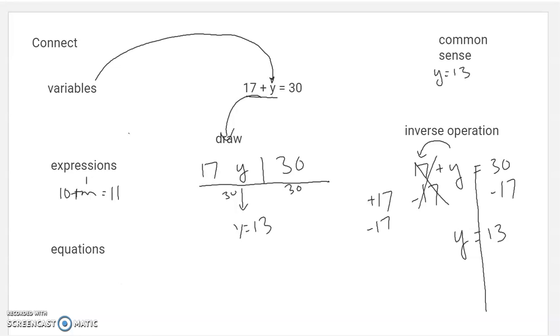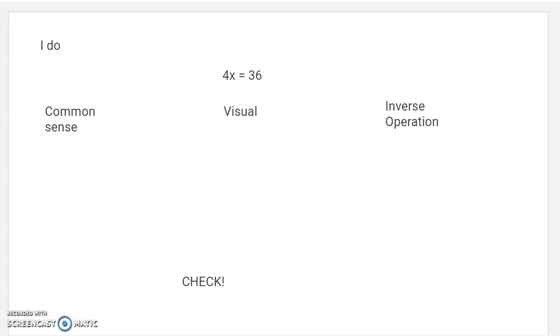Today, instead of adding to the variable, I want to multiply the variable. So to look at this: 4 times x equals 36. I want to talk about how to use the same strategies to solve this kind of equation today. Remember, our goal in any equation is to figure out the variable. That's what we're going to do.